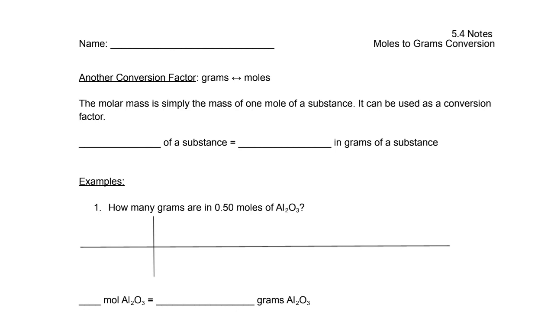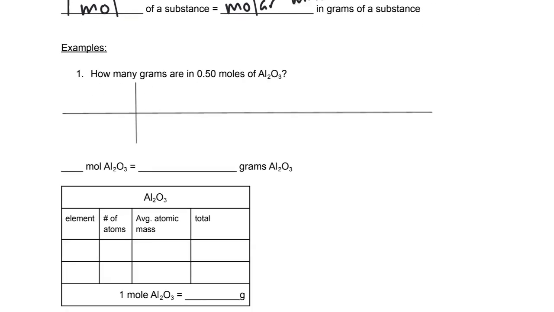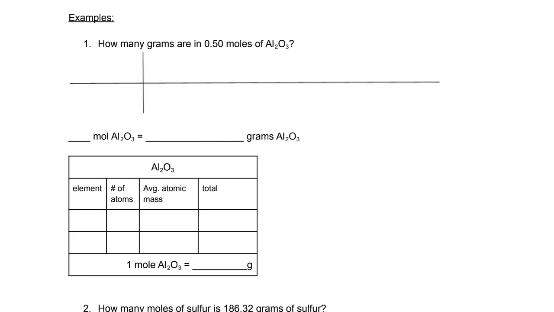So here in our conversion factor, we can write 1 mole of the substance is equal to the molar mass in grams of a substance. Okay, so a question where that might be used is like number 1 here. How many grams are in 0.5 moles of aluminum oxide, which is Al2O3? So we have a conversion factor for that written in here. Blank moles equals blank grams.